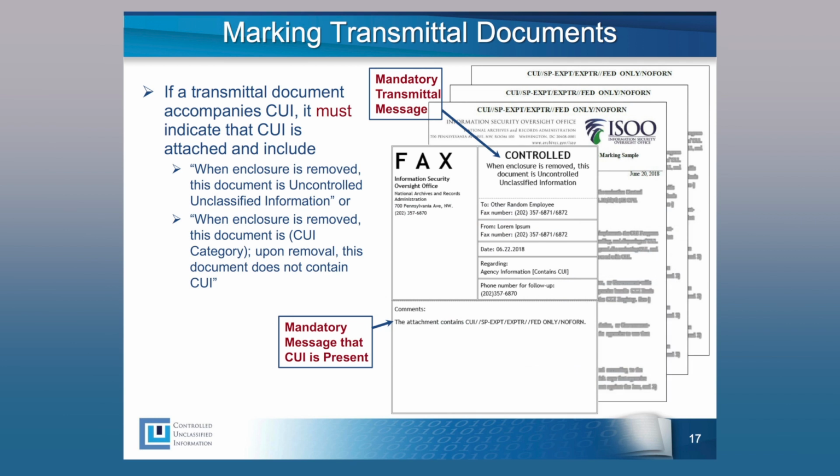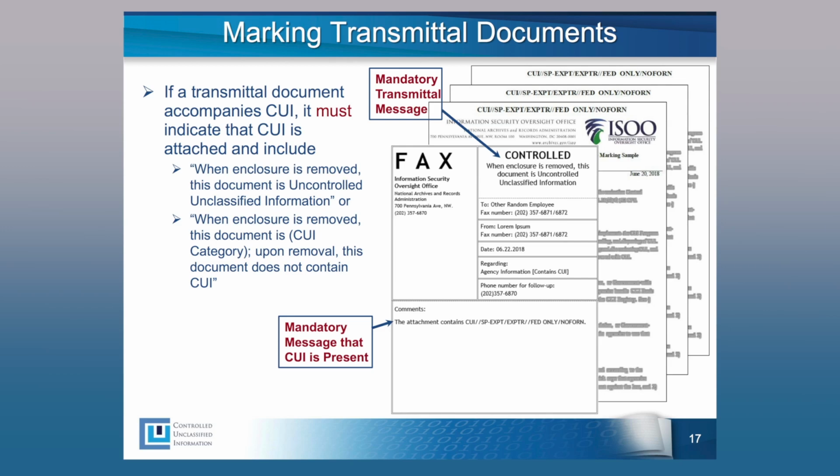Another instance in which you may have to mark information as CUI is when you send transmittal documents, such as faxes that contain CUI. To indicate the presence of CUI, the document can contain a message that CUI is enclosed or attached. Furthermore, the document must have a clear and conspicuous message that when the enclosure is removed, this document becomes uncontrolled, unclassified information.